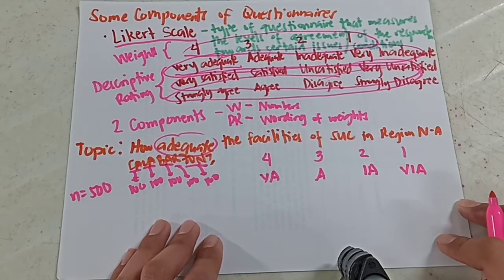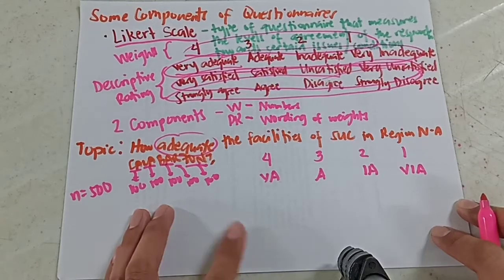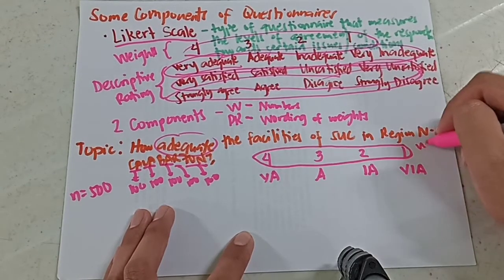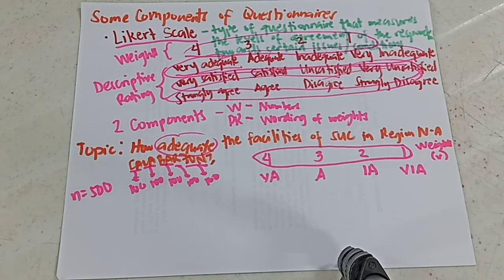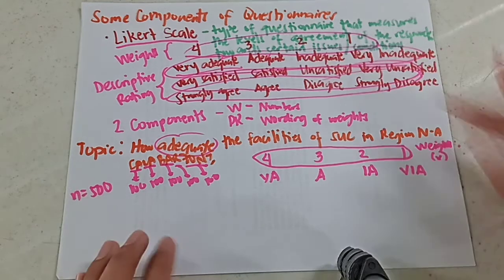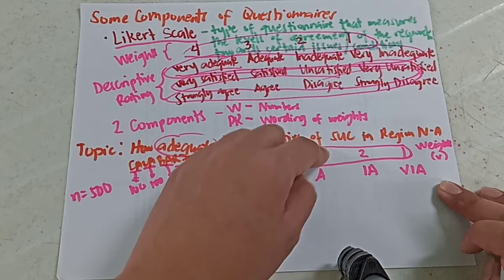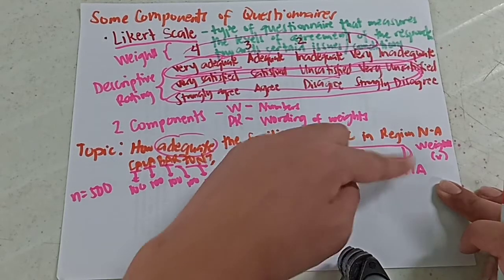So this is the Likert scale for this topic. The numbers encircled in pink are the weights. The weights are signified by the letter X. Now, let us distribute the respondents. For example, the respondents were given the questionnaire with the Likert scale, and this is the question: how adequate are the facilities of SUC in Region 4A Calabarzon? They were given this Likert scale with 4, 3, 2, 1: very adequate, adequate, inadequate, and very inadequate.